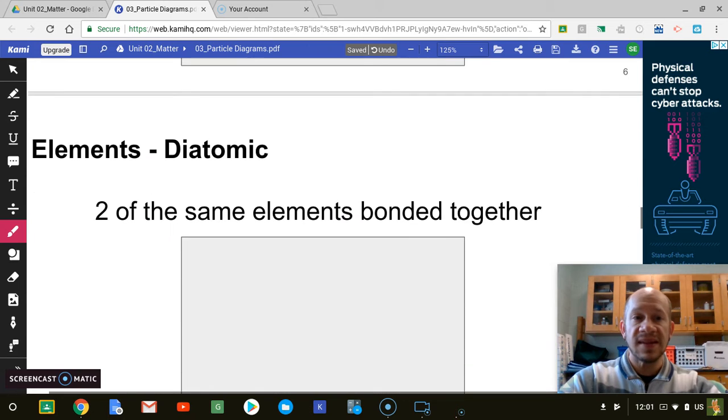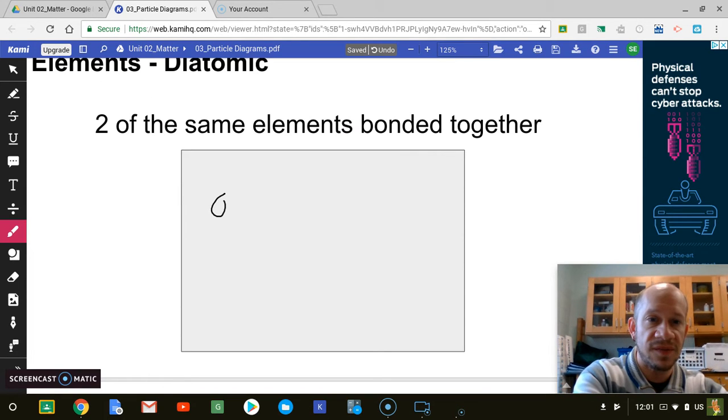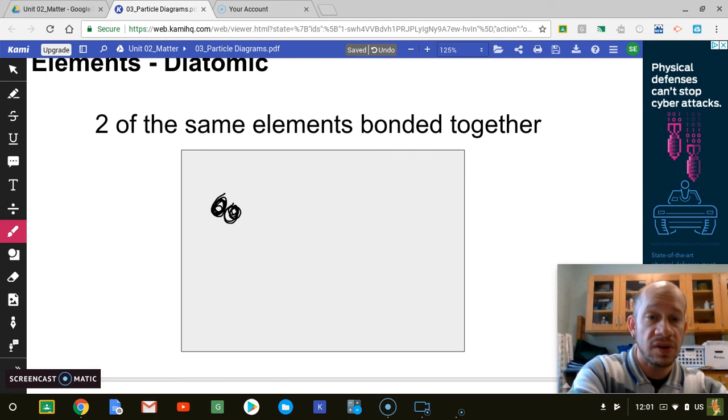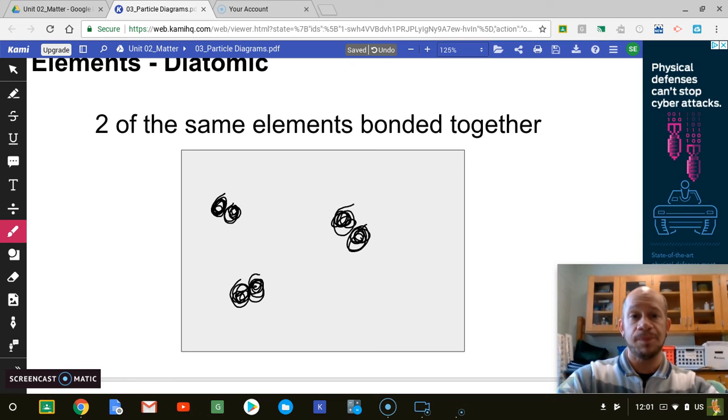Elements that are diatomic will show two of the same element bonded together. So a different element I'm going to represent as a filled-in circle, two circles connected together. They should be touching each other. So these are diatomic elements, the same element bonded together.